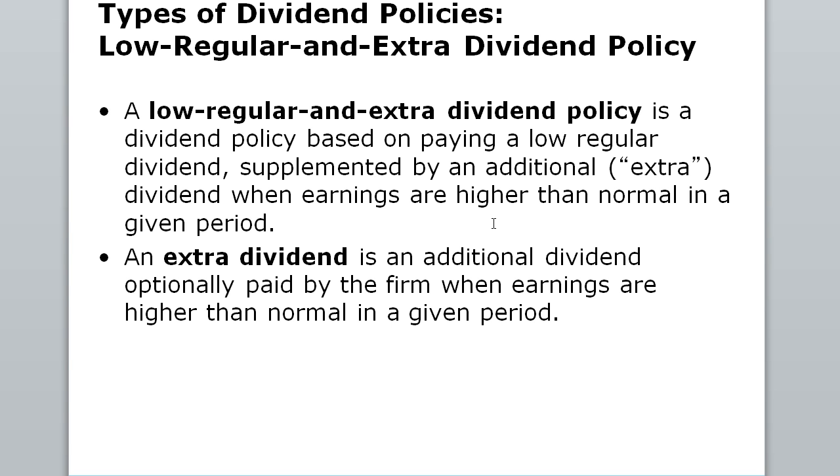Now, low regular and extra dividend policy. It's a dividend policy based on paying a low regular dividend, like say $1 a year, with a supplemental extra dividend that gets paid if earnings are better than expected. So if we get a really good year, we could pay this supplemental dividend. So you're getting two dividends. You get just the base dividend and then sort of a bonus dividend based on how well the company performs.